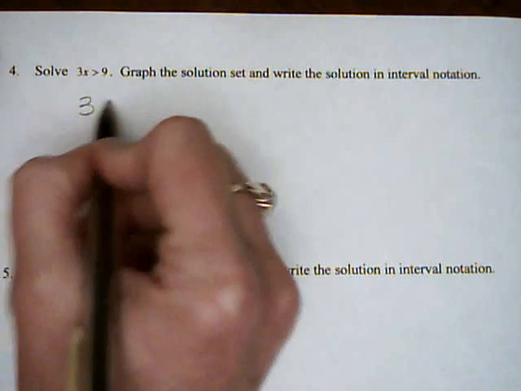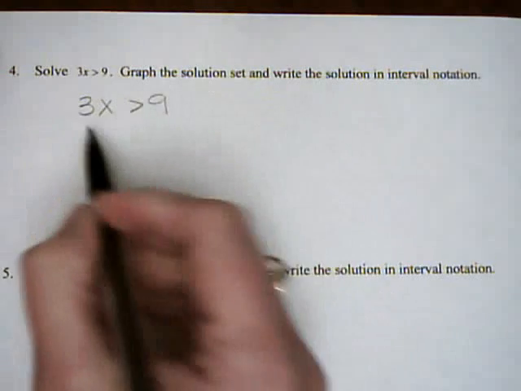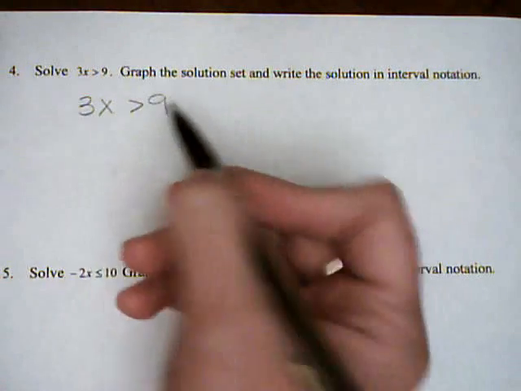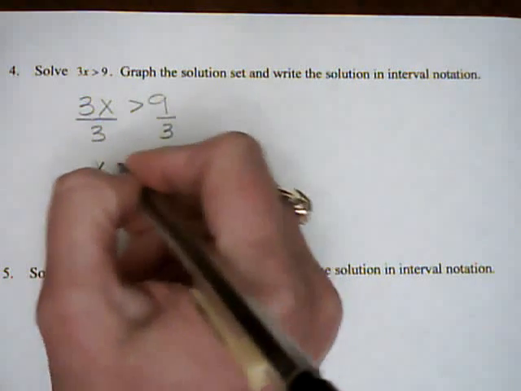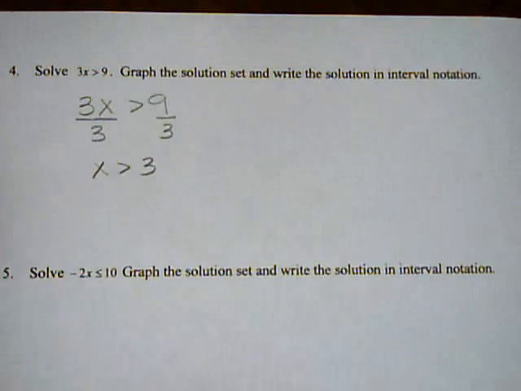Okay, I would solve this the same way as if it were 3x is equal to 9, which means I would divide by 3, so x is greater than 3.